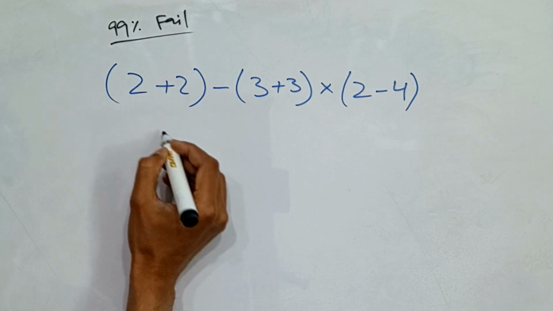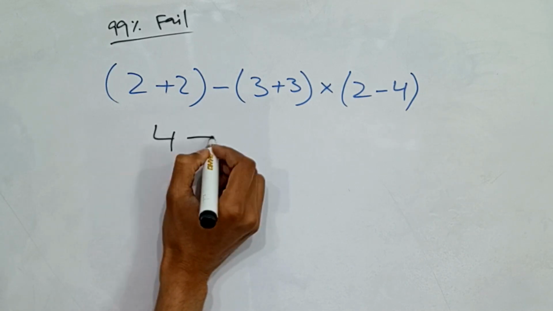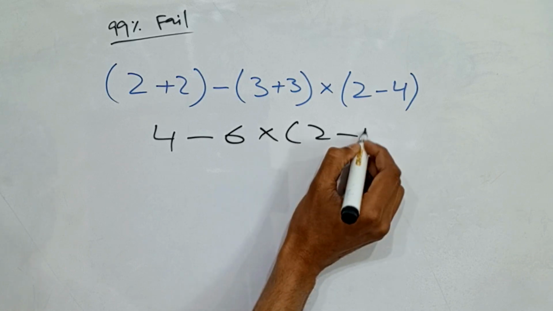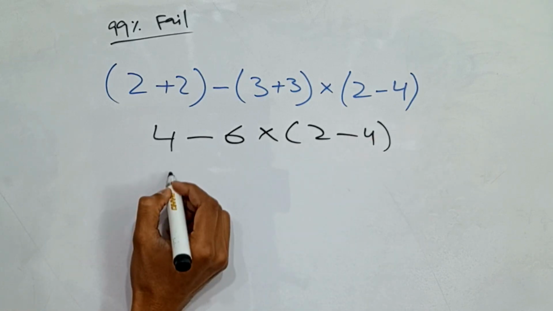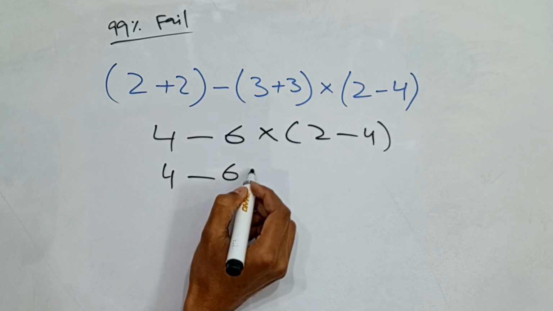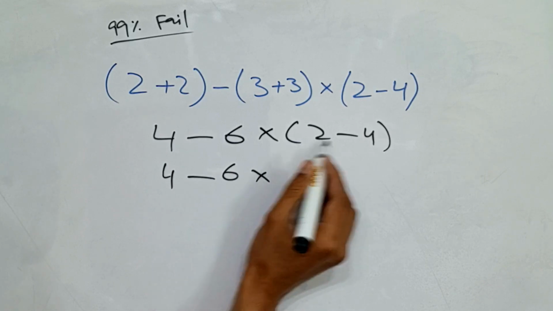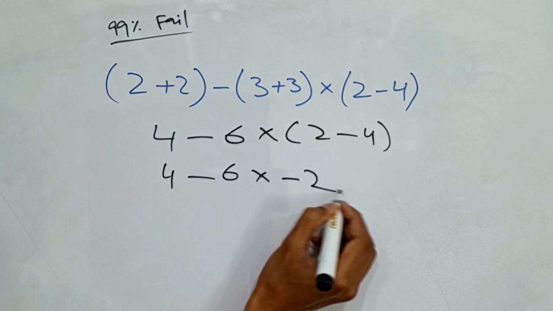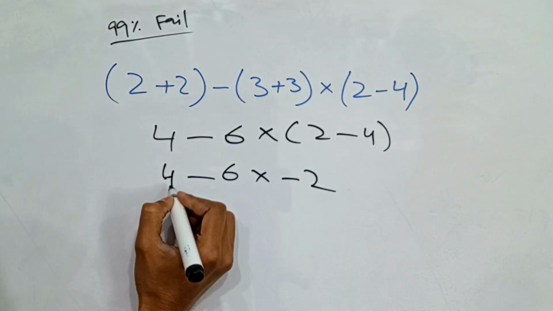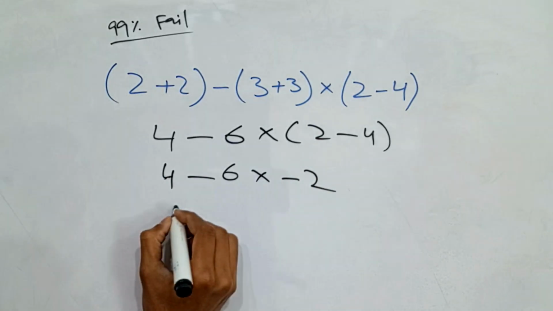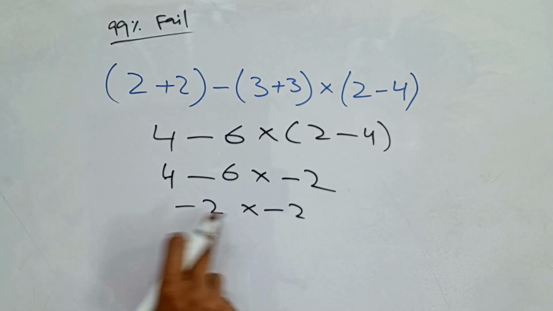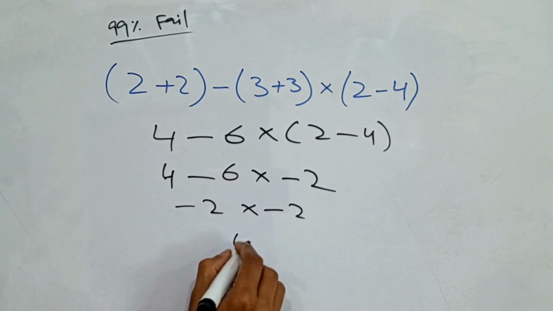Okay, 2 plus 2 equals 4, right? Minus 3 plus 3 equals 6 times 2 minus 4. Now 4 minus 6 times 2 minus 2 equals, 2 minus 4 equals minus 2. Now 4 minus 6 equals minus 2 times minus 2. Now minus minus plus, so 4.